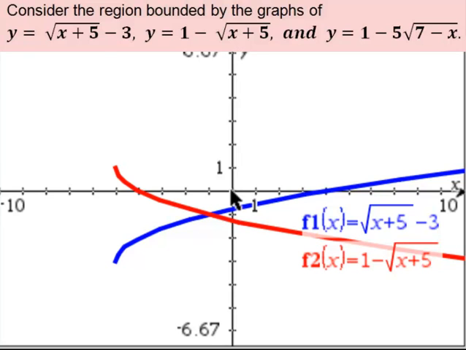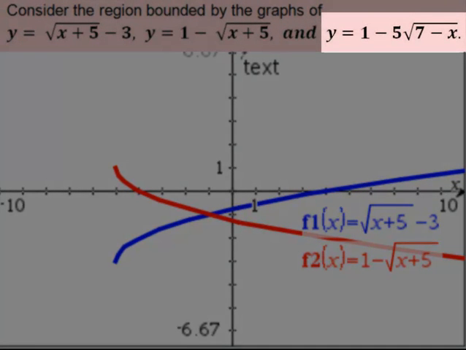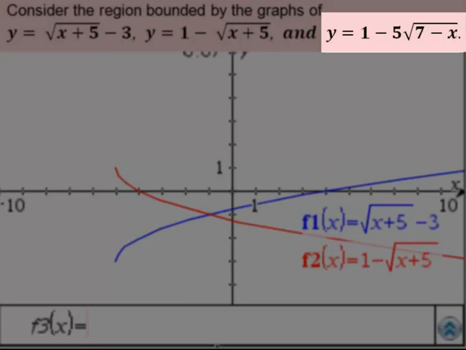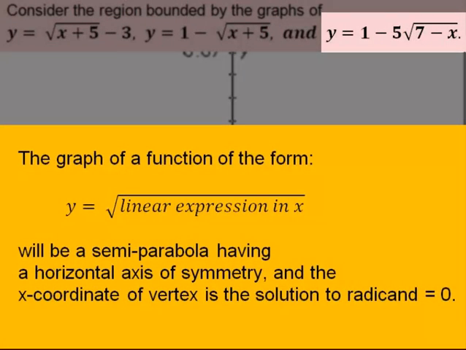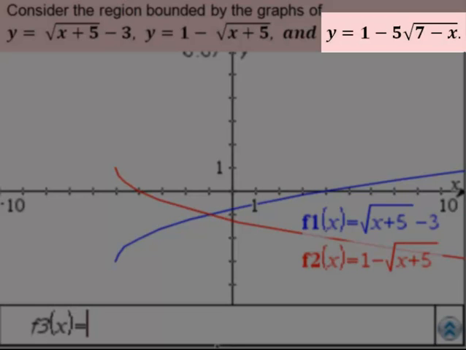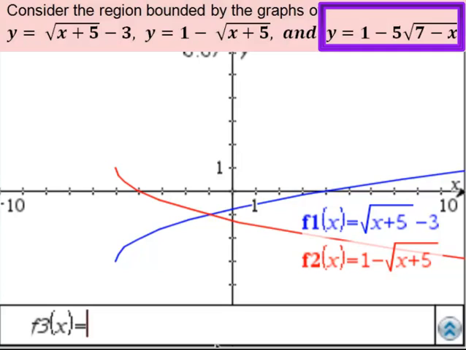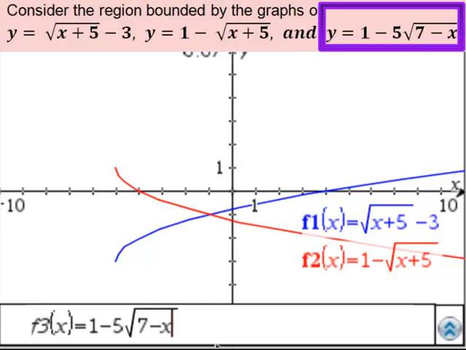Enter. And there is yet a third equation here. Alright, let's re-hit the tab key to bring back the entry line with the f3 of x waiting for us. What have we got here? This says y equals to 1 minus 5 square root of 7 minus x. Okay, a quick visualization would be to say, a semiparabola, horizontal axis of symmetry. More in depth by knowing transformations. Okay, let's proceed. The formulation. 1 minus. And enter.